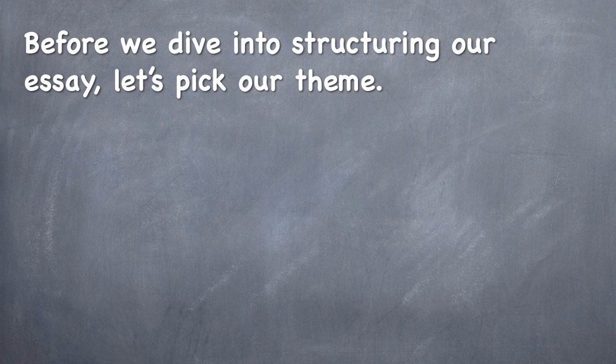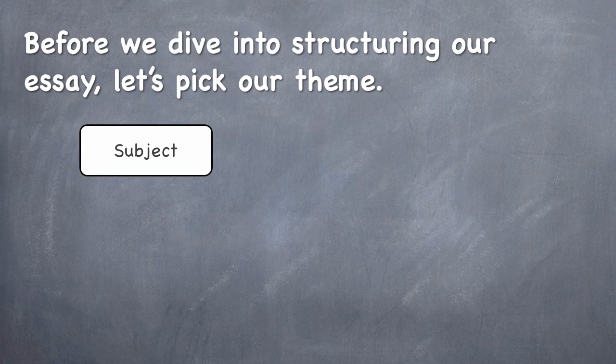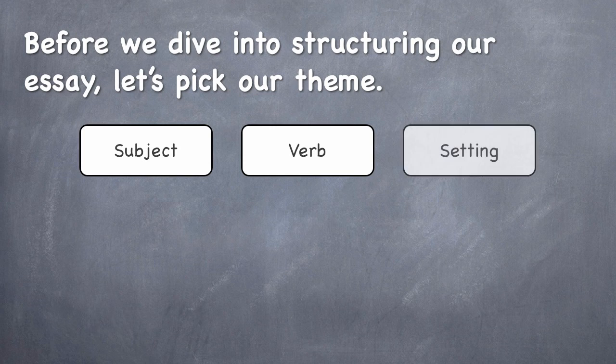Now, before we dive into structuring our essay, let's pick our theme. Our theme must have a subject. Essentially, when you're writing an essay, you're writing an essay about something. That something is your subject. Now, you're going to need a verb, which means what are you saying about the subject? In addition to the subject and the verb, you need the setting, which is essentially the when and where of your historical essay.